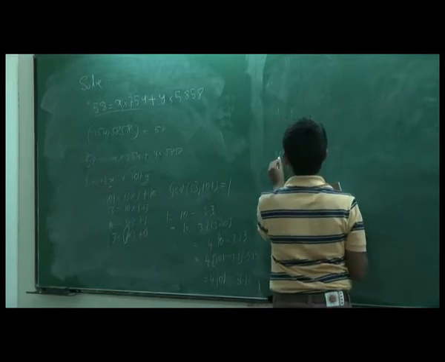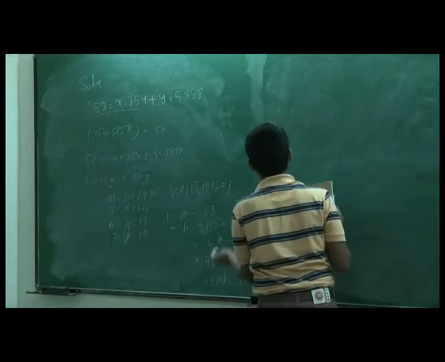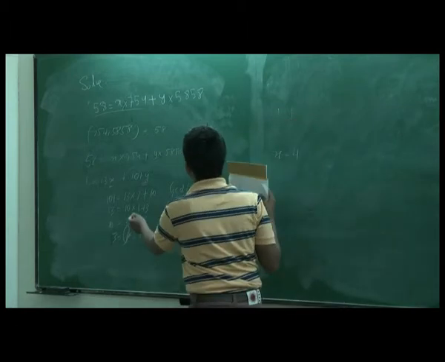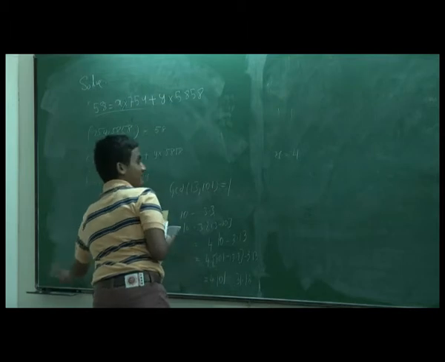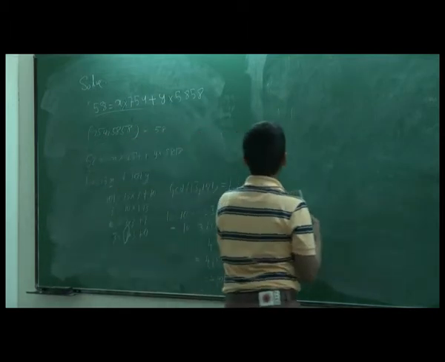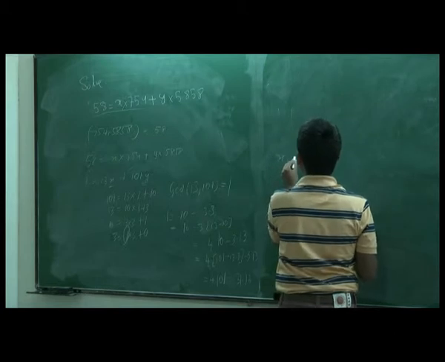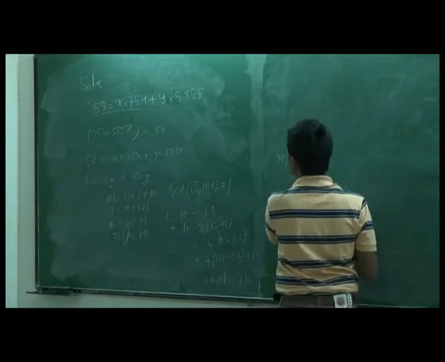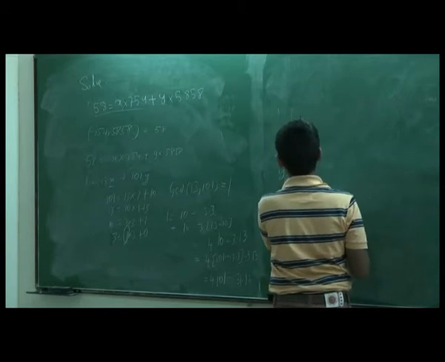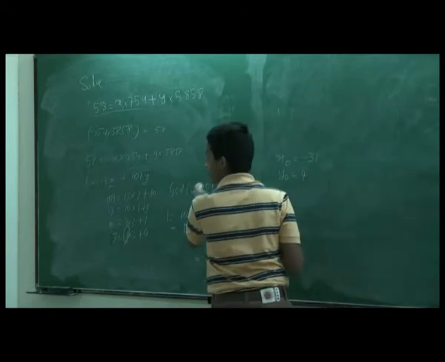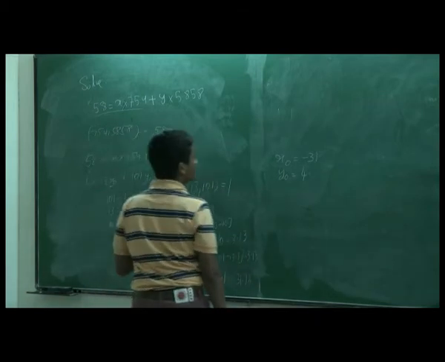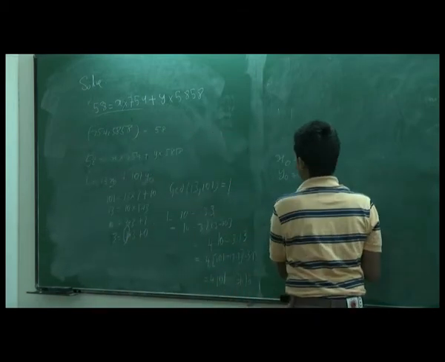So the value of x naught will be equal to minus 31 and y naught will be equal to 4, because 13 x naught plus 101 y naught, if you verify, you will get 1.